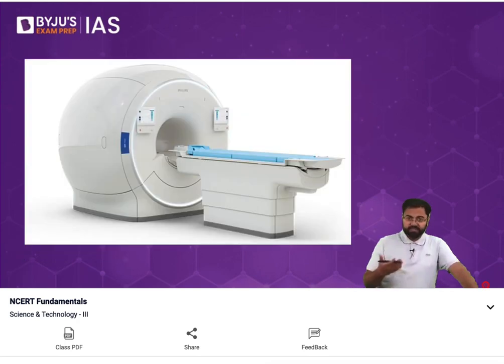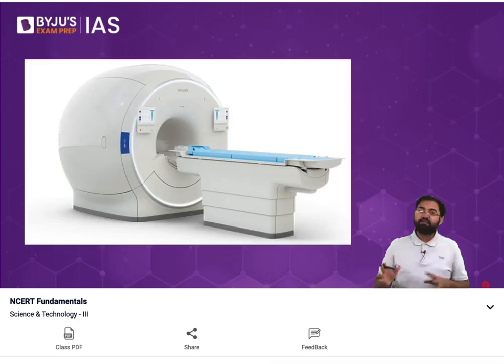So this is how the MRI scan machine looks like. And in this case, what we see is that non-ionizing radiations are used. Please remember that. All right, so with this, we come to the end of the session.